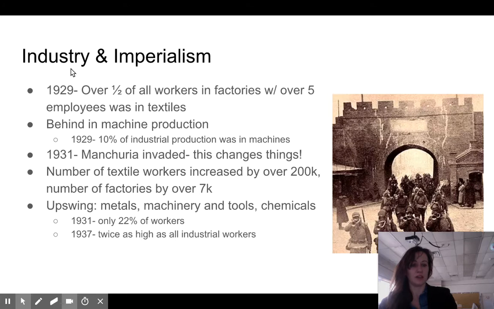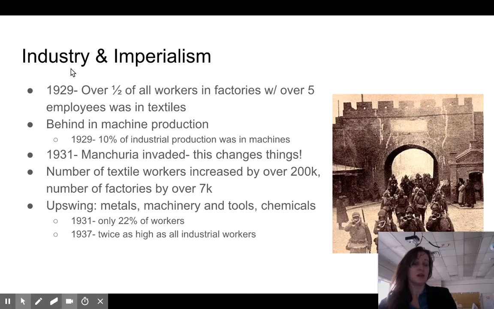So how does this change? Okay, so in 1929 in Japan, over half of all the workers in factories that had more than 5 employees were in textiles. Remember, that's a theme we've seen in the Industrial Revolution. It starts in the textile industry. But they were still behind in machine production, and we know how essential machines are to industrialize. By 1929, only 10% of its industrial production was in machines.